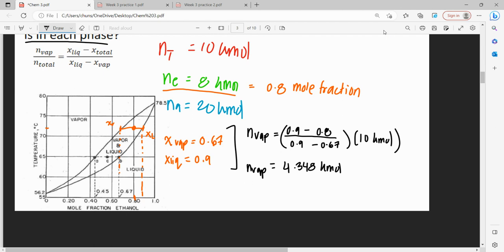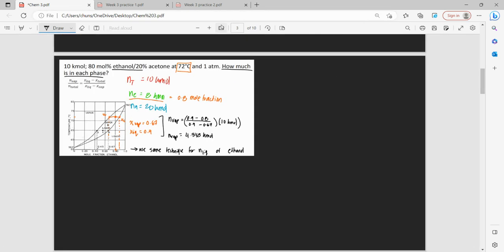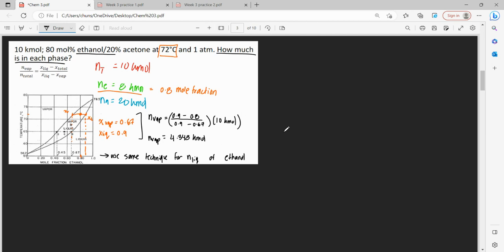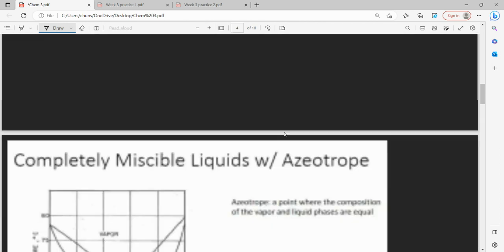And then we can use our same technique for the moles of our liquid of ethanol. Again, this will start to make more sense as we do more examples.